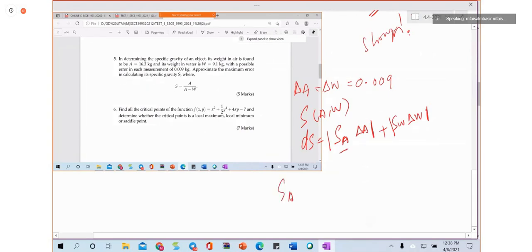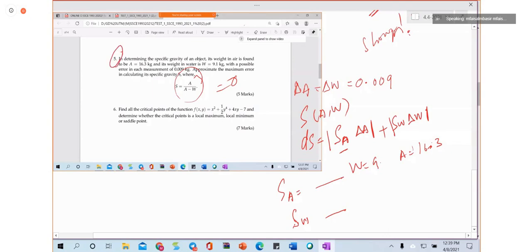S_A. So S_A, you have to use the product rule. Okay, and then you have to find the S_W, use the product rule. So after you have the answer from the partial derivative, then you can substitute W equals 9.1 and A equals 60.3. So don't substitute earlier. If you substitute earlier in this question, it will be 0. Okay. So I just leave it to you.